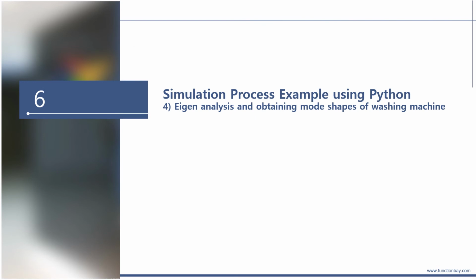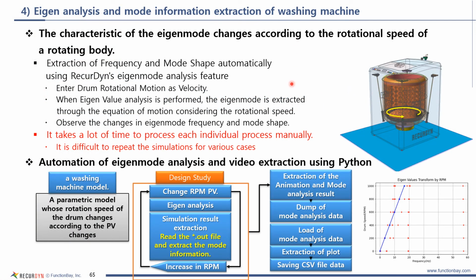The last example shows the process of obtaining the natural modes and frequencies according to the drum rotation speed of the washing machine. In a system that rotates at high speed, inertial force is generated according to the rotational speed of a body. This force is commonly called Coriolis force. For this reason, the natural modes and frequencies of the rotating body can change depending on the rotational speed. A typical example that shows these characteristics is a washing machine.